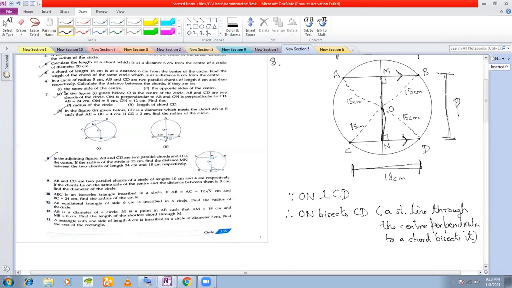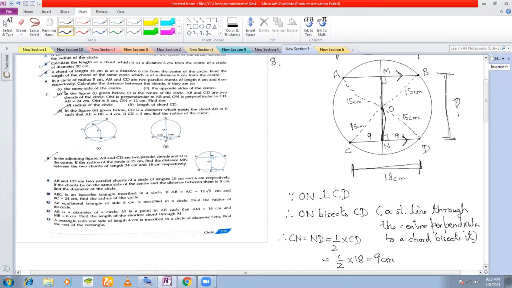Therefore, you know the length of this chord also. CN must be equal to ND, must be equal to half into CD. And what is the length of CD given? It is given to be 18. So therefore, this is 9 centimeters. So this length I have got 9 centimeters, and this length I have got 9 centimeters.